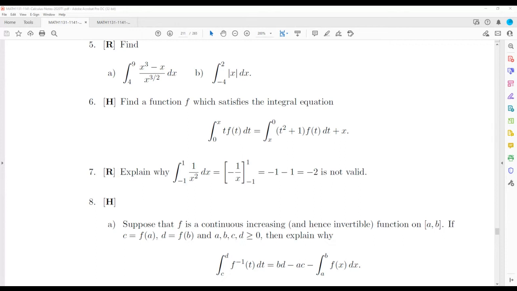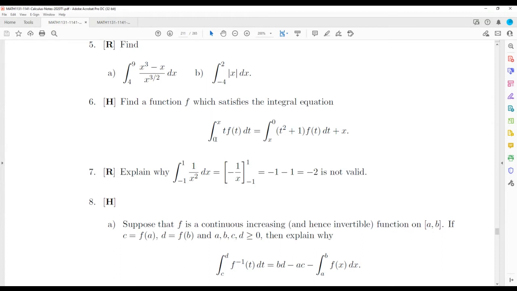All right, so let's have a look at the first question. So this is probably the first H question, right? So find a function f that satisfies this integral equation, okay? So integral equations are like differential equations. You're looking for a solution, and the solution is a function in this case. So let's work through it and see what they mean.